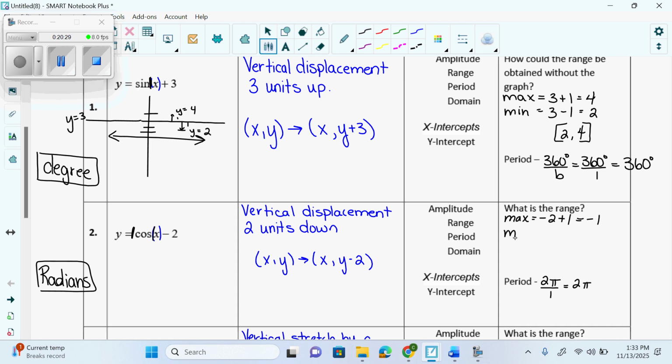What's my minimum going to be? Negative 2 minus 1, which is negative 3. If I do it in set notation, it's y such that negative 3 is less than or equal to y, is less than or equal to negative 1. Remember, you go low to high, less than sign.